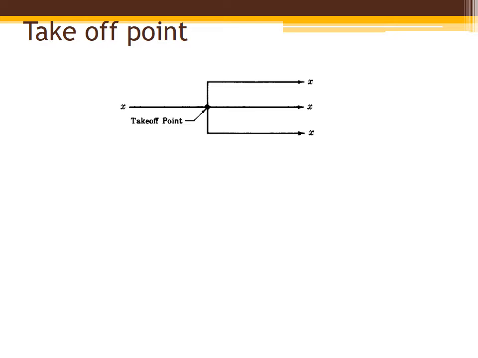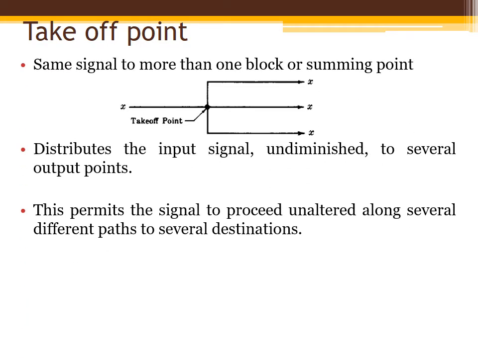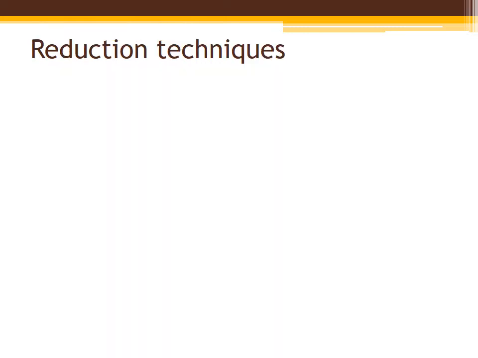The next component is the takeoff point. Here we can see the X signal is distributed to various points. The output signal can be applied to two or more points from a takeoff point. The same signal is applied at the various points. This permits the signal to proceed unaltered along several different paths to several destinations.